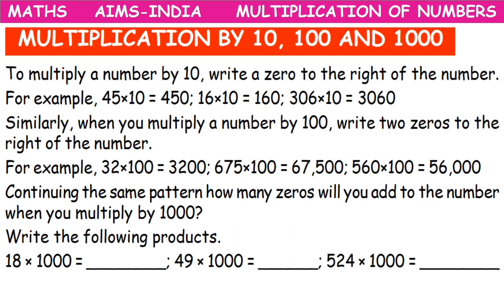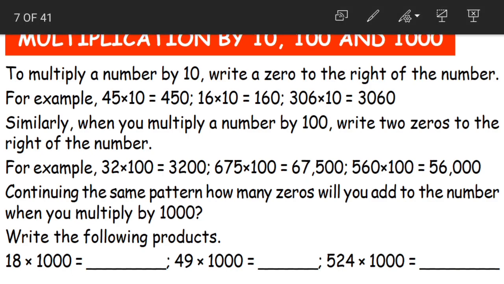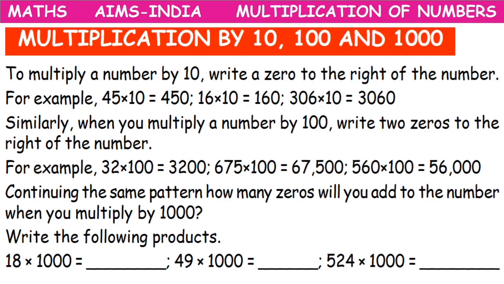Now let us look at multiplication by 10, 100 and 1000. What did we see? We saw multiplication by 1 and 0 just now, and also we learnt about multiplying a 2-digit number by a 2-digit number. Now let us see how to multiply a number by 10, 100 and 1000. First, coming to multiply a number by 10.